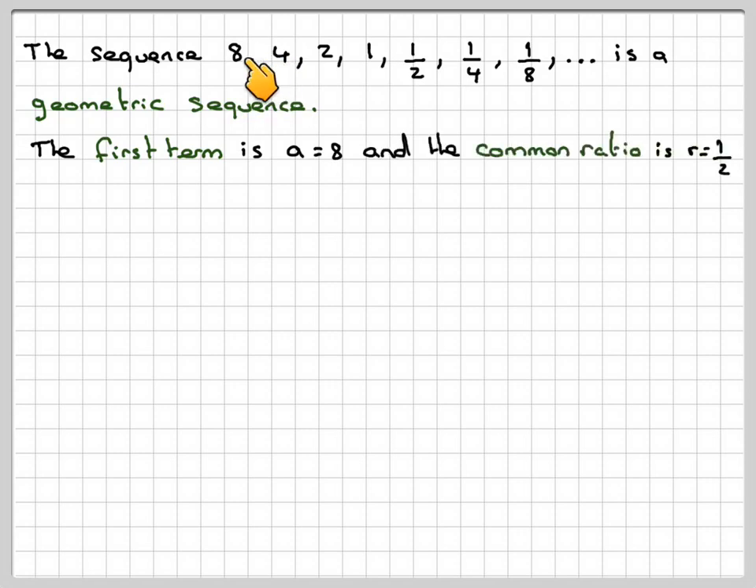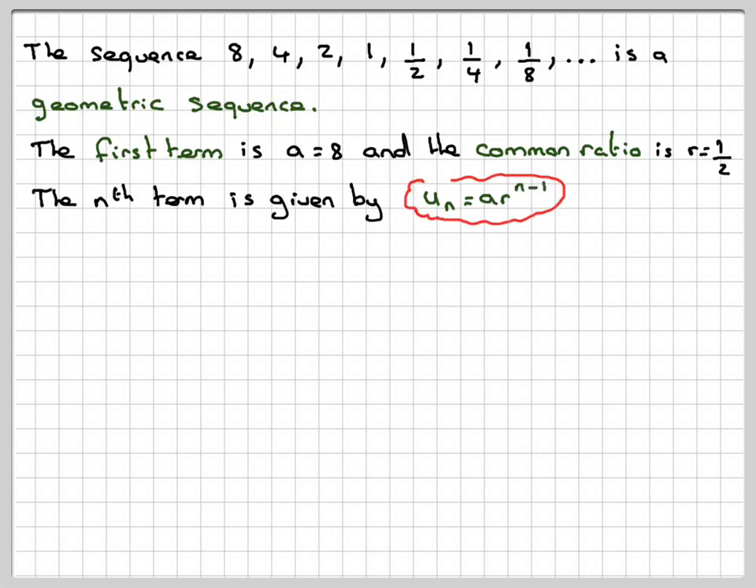We can get that by doing 4 divided by 8, that gives a half. 2 divided by 4 gives a half, etc. And 1/8 divided by a quarter will also give a half. Any term in this geometric sequence is given by the first term times the common ratio to the power of the term number minus 1. So in this case, that would be 8, which is the first term, times the common ratio, which is a half, to the power of n minus 1.